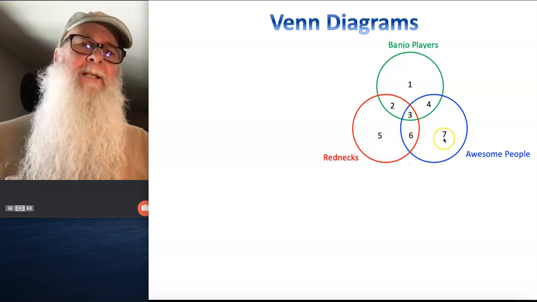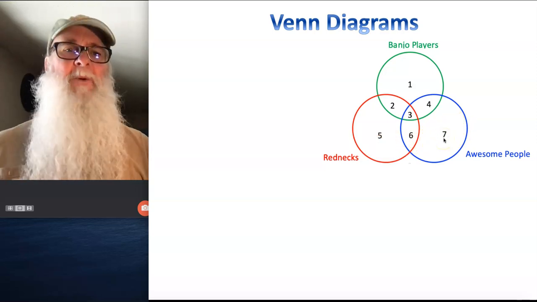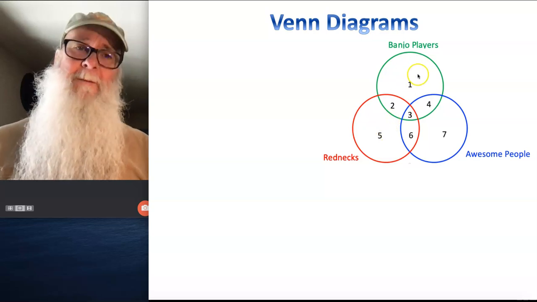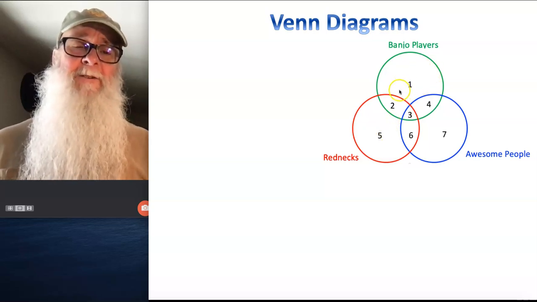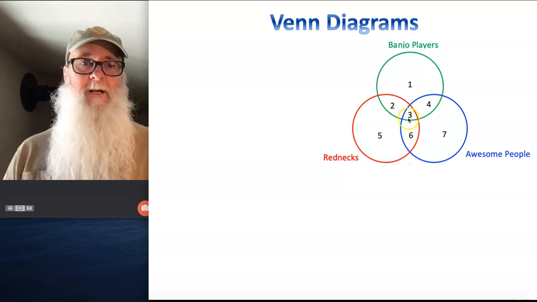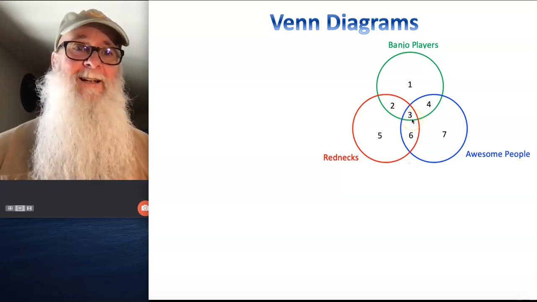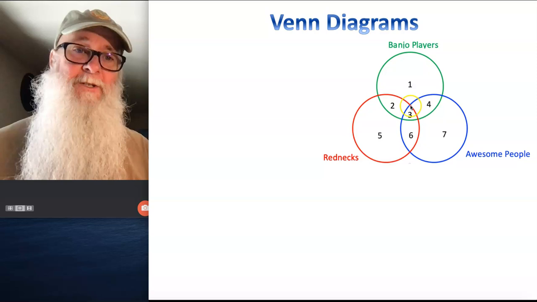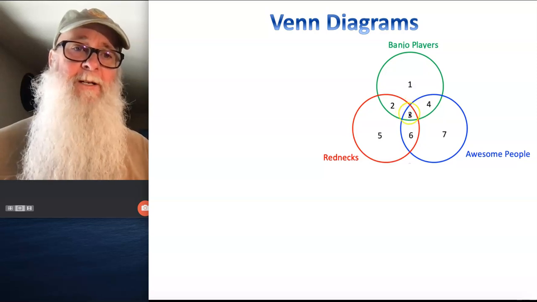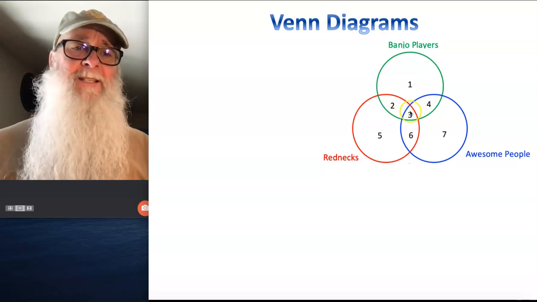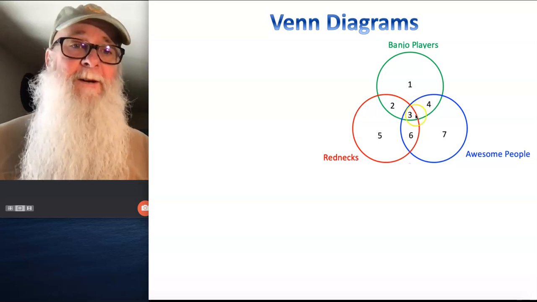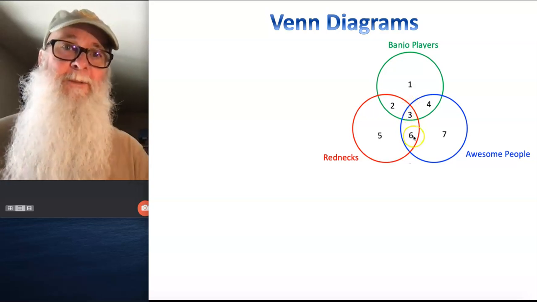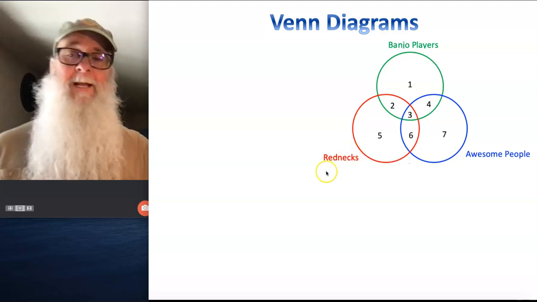Anything here we see in area 7, though, that would be an awesome person, but it wouldn't be also a redneck or a banjo player because it's outside the red and green walls. Anything here in magic area number 3, it's actually in all 3 buildings because you can see all 3 circles overlap right here in area 3. Anything in area 3 is in the green building. It's also in the red building, and it's also in the blue building.